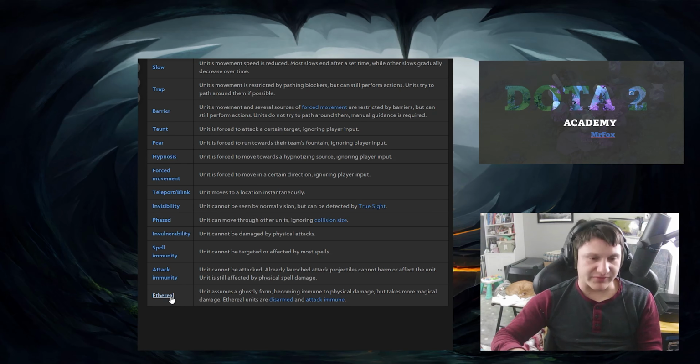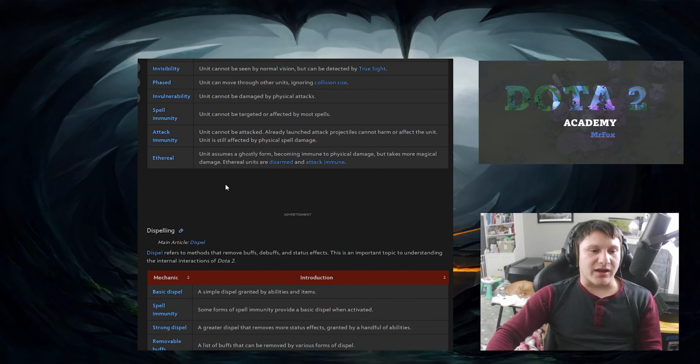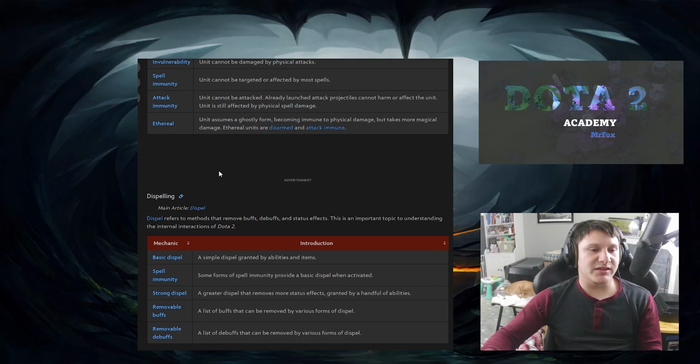And that's kind of about it. Okay. So now you're affected by one of these status effects, right? How can you get out of them? Well, there's something called Dispels. Okay. So a basic Dispel is a simple Dispel granted by abilities and items.